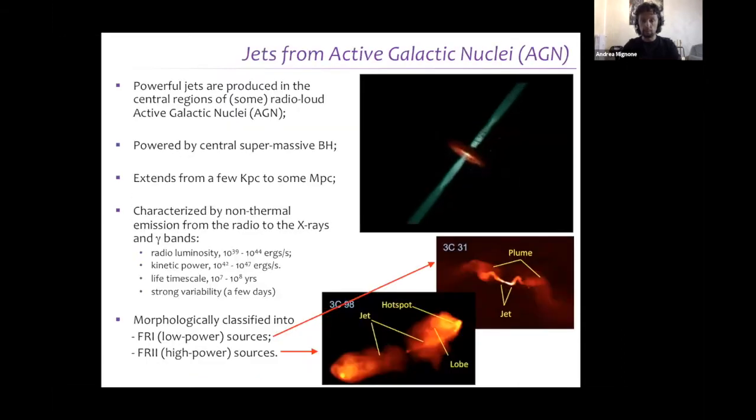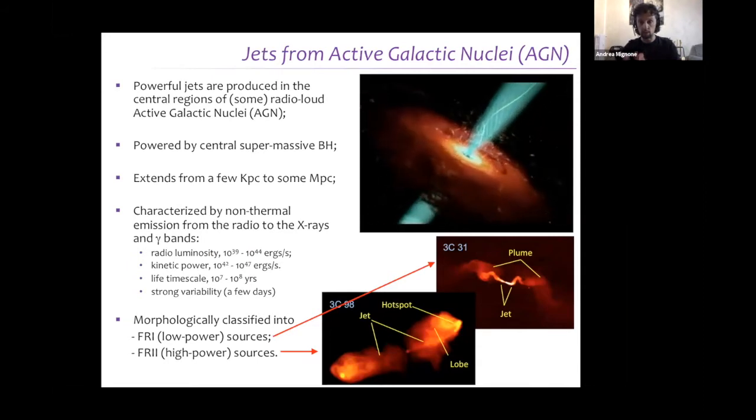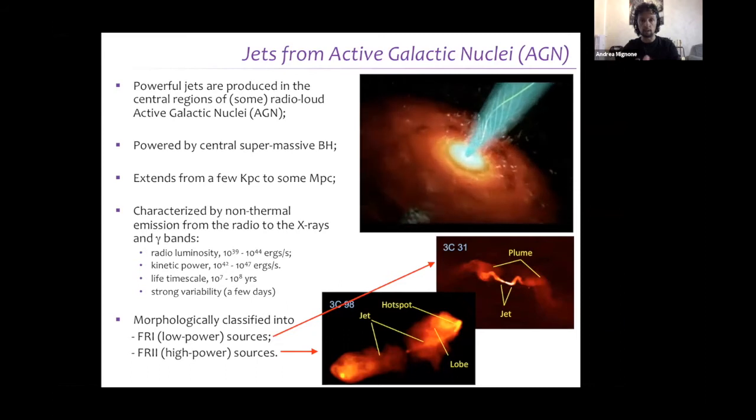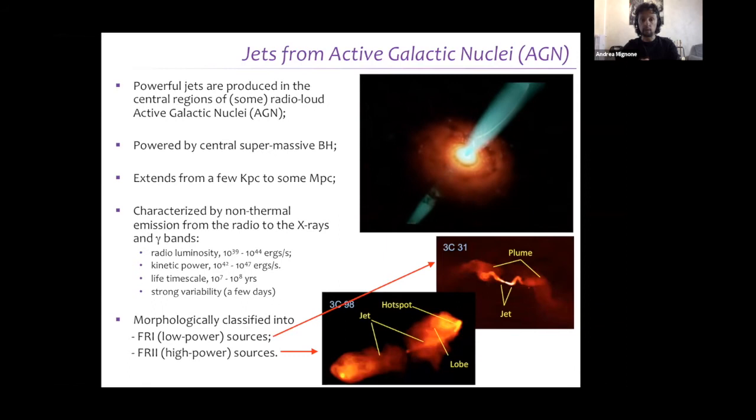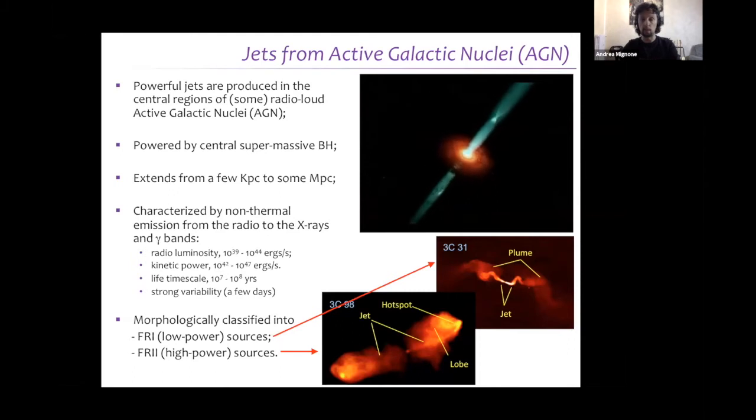Now, if we focus on a particular high energy class of these objects, then I would like to talk about jets from active galactic nuclei, which are collimated outflows produced in the central region of radio-loud galaxies. Okay, so they are powered by supermassive black holes, and they can extend from, well, the inner region, which is a parsec scale, up to the kiloparsec and then megaparsec. So we are talking about huge objects here.